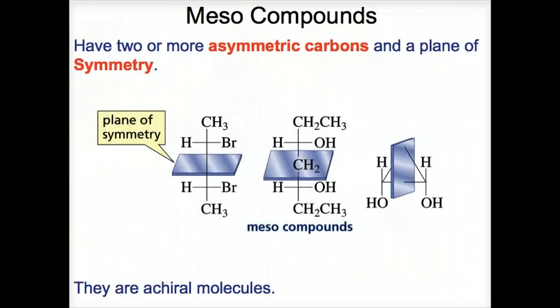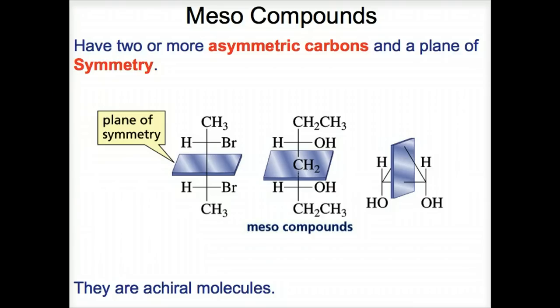Meso compounds. By definition, a meso compound is recognized by 2 or more asymmetric carbons in a plane of symmetry. Key definition: plane of symmetry and 2 or more asymmetric carbons must be present. If a compound has a plane of symmetry, it will not be optically active even though it has asymmetric carbons. A plane of symmetry cuts the molecule in half, and one half is the mirror image of the other half. A meso compound is achiral because it is superimposable on its mirror image.